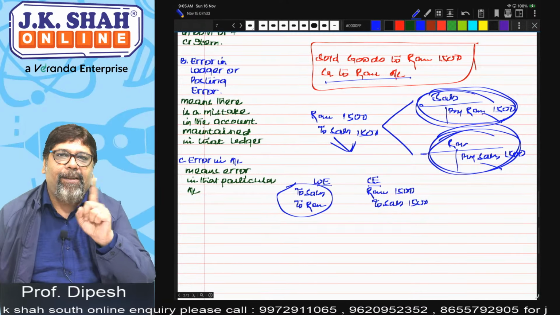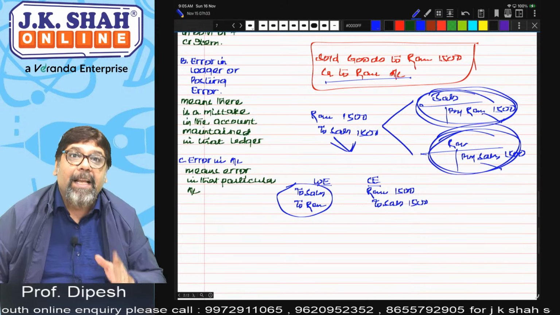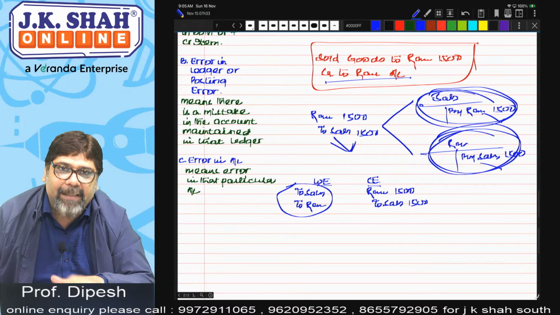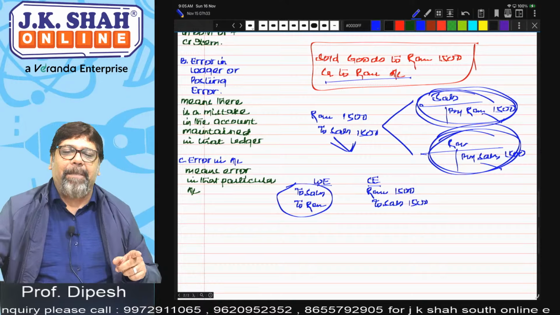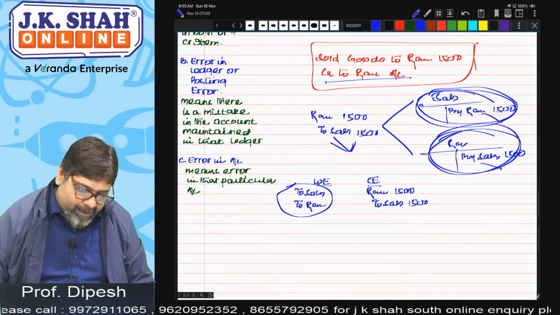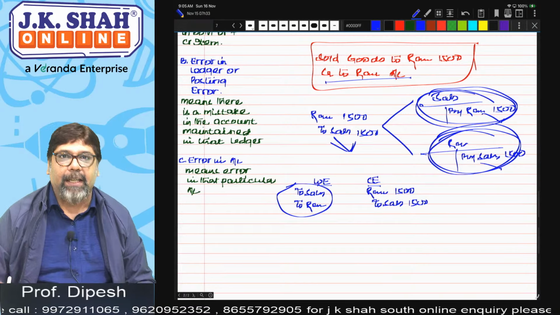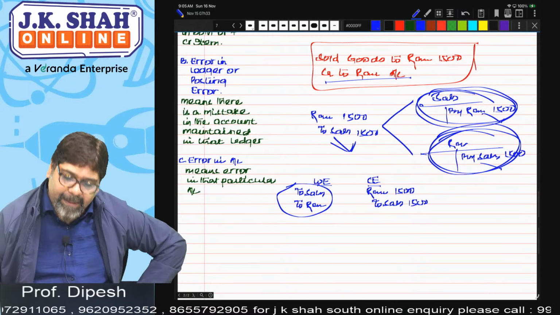So this is not the wrong journal entry he has passed. Wrong entry does not mean the wrong journal entry. Wrong entry means the impact of wrong ledger posting. Wrong entry means the impact of wrong ledger posting, my wonderful chartered accountant. Ting, ting, ting. Achha, understood, sir. Correct? Yes.